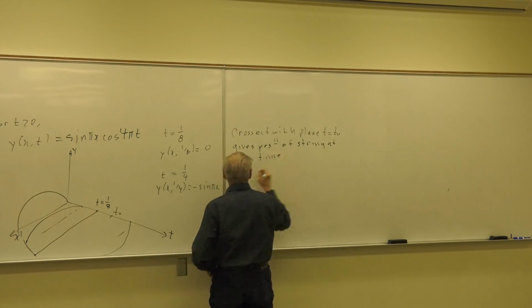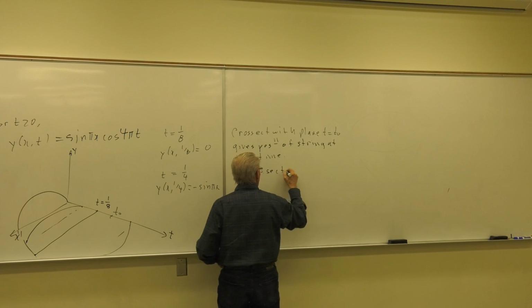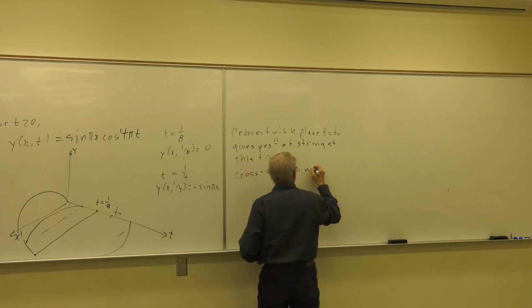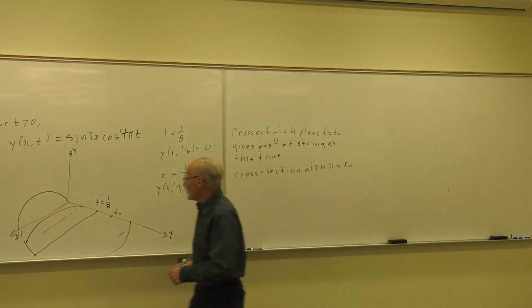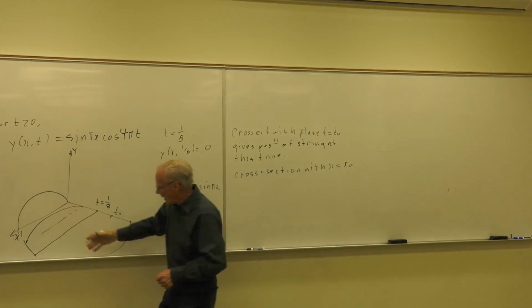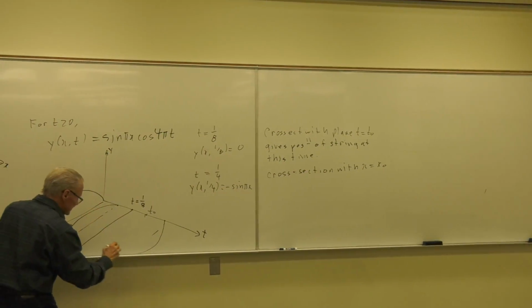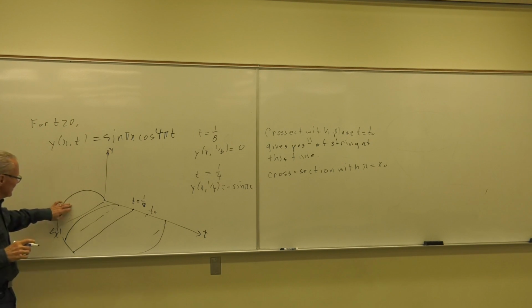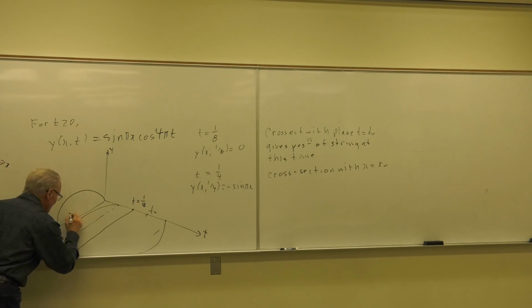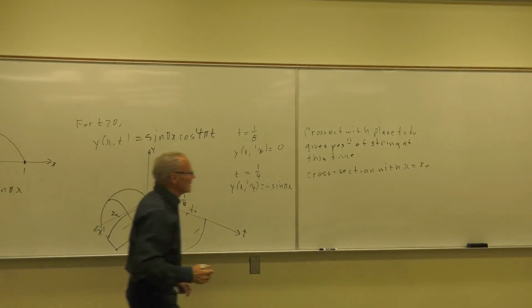You could also take cross-sections with the plane x equals x0. So now you slice with the plane this way. What are you going to see? You're not going to see a curve that goes like this. What's that? That's a history of the displacement of that point in the string. It's going to go like that, and that's its displacement.